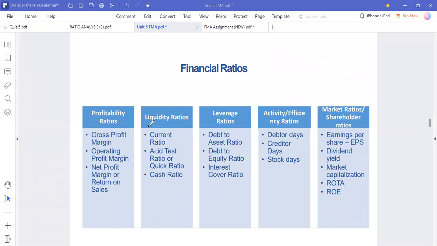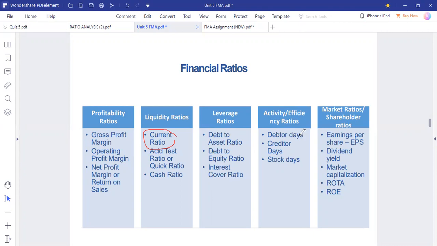So liquidity ratios, we have two. The two key liquidity ratios are the current ratio and the acid test ratio, which is also called the quick ratio, and there's also what is called the cash ratio. Under leverage, we have the debt to asset ratio, the debt to equity ratio, and the interest cover ratio.